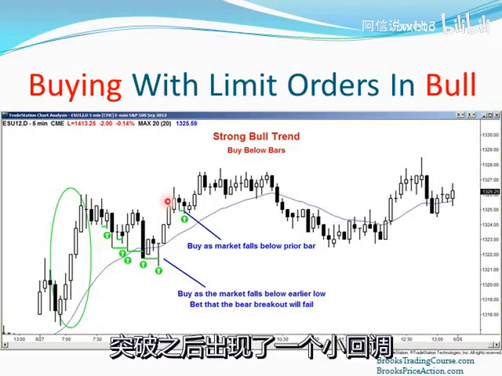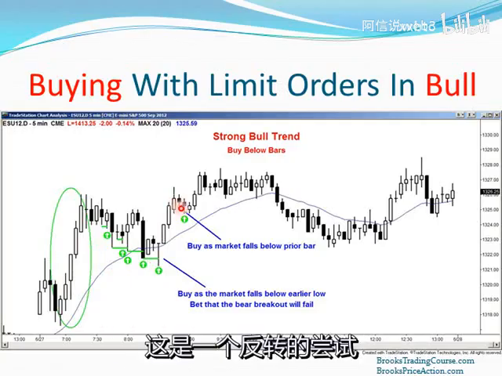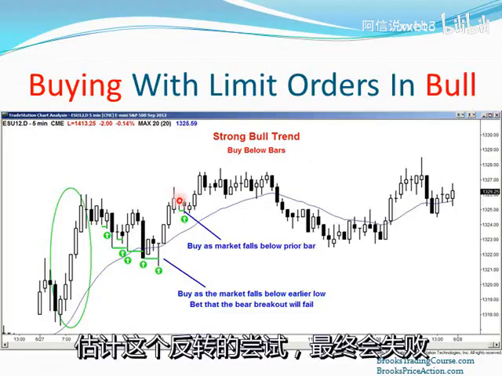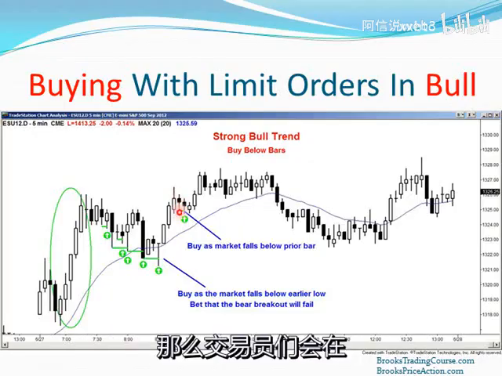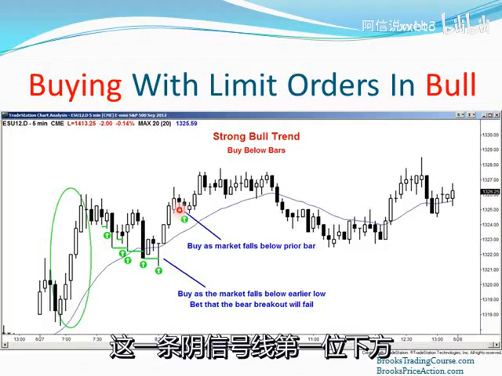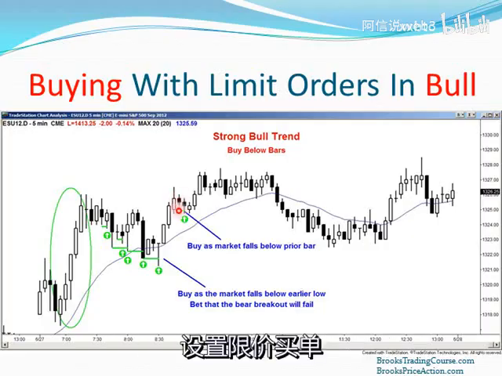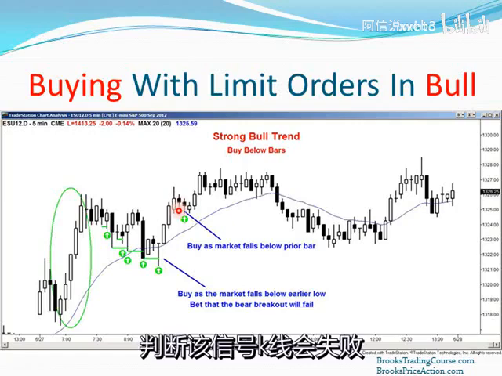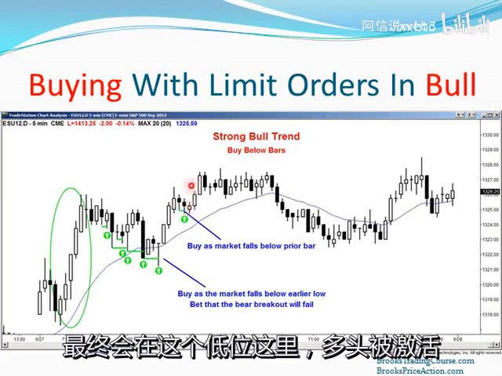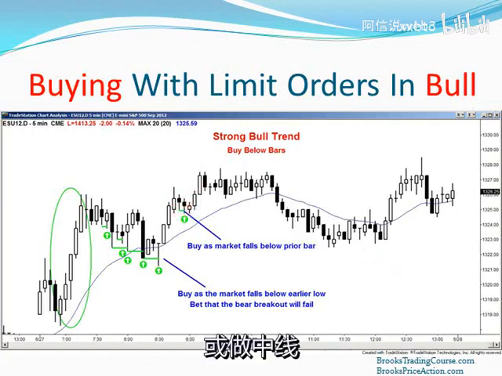We have another bull spike, small pullback after the breakout. And here's the reversal attempt. So you have a bull breakout, and here's a very weak looking reversal attempt, which will probably fail. Traders will place a limit order at the low of that bear signal bar, betting that the bear signal will fail, so they get long at that low for a scalp up or a swing.